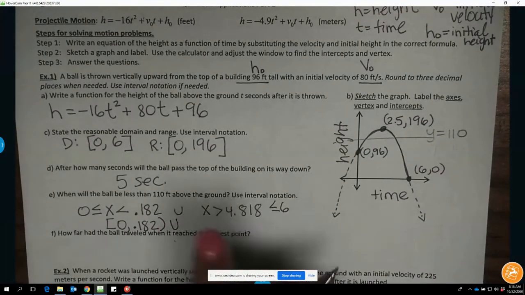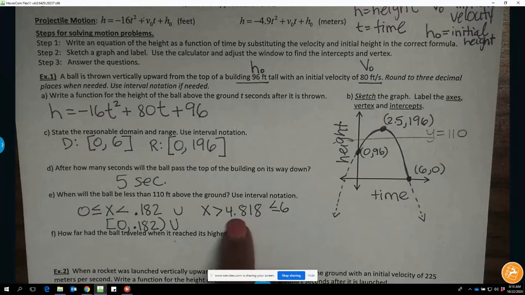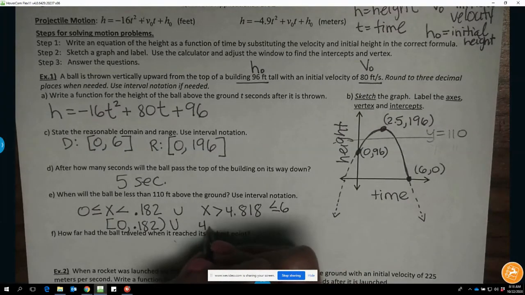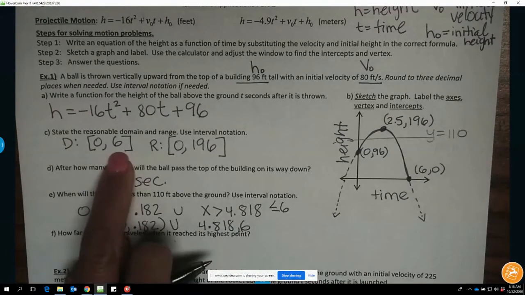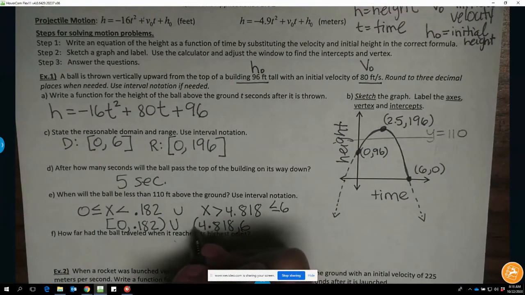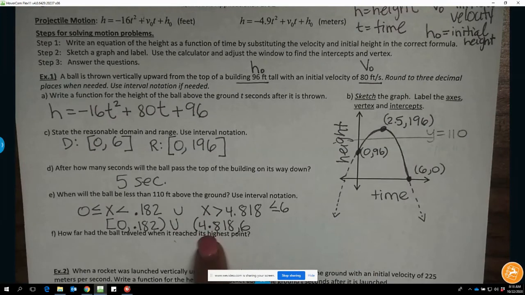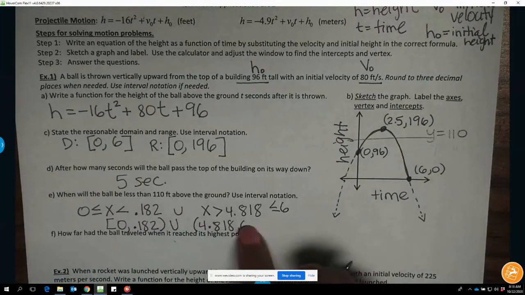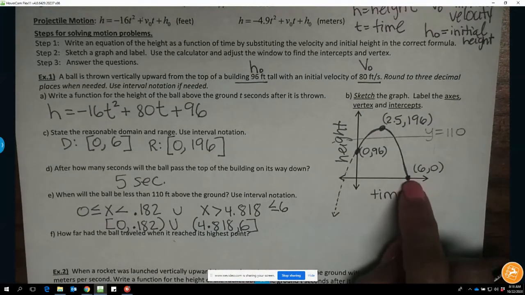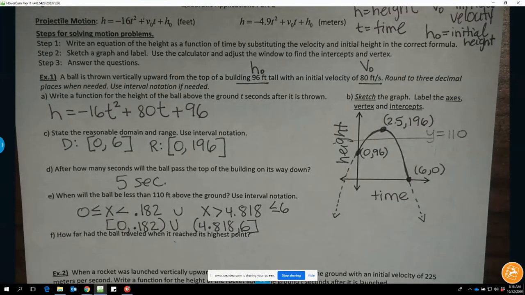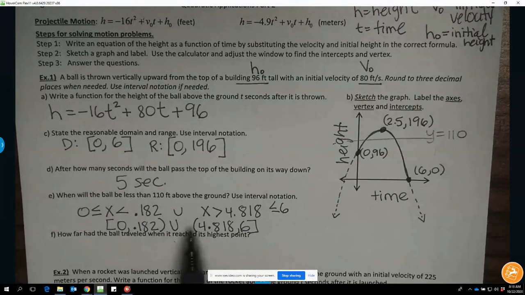And then union, we need to go more than 4.8, so 4.818 up to the 6 because that's the maximum reasonable domain. Again, at the 4.818, put parentheses because that's when the ball is equal to 110, but you want less than. And at the 6, you can put a bracket because at x equals 6, the ball is at the ground, which is definitely less than 110 feet. So that would be letter E. Make sure you practice those. Let's leave it in interval notation because that's what it wants. So we can cross that out.